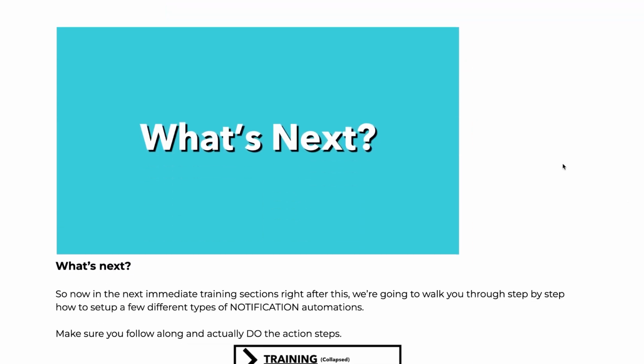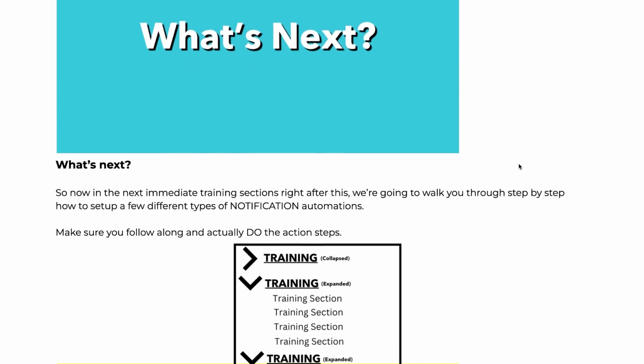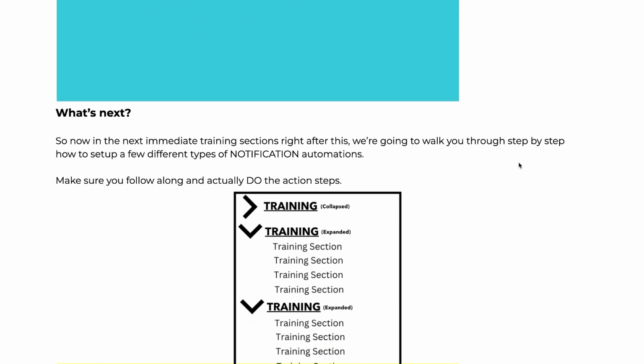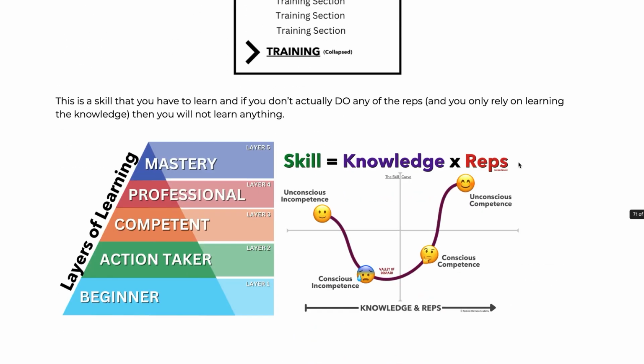Okay. So what's next right after this training section? Right after this, we're going to jump into some of the basic, initial, primary, fundamental notification automations that you can build. And we're going to walk you through them step by step inside of those training sections. So make sure you actually do the action steps that directly follow right after this.